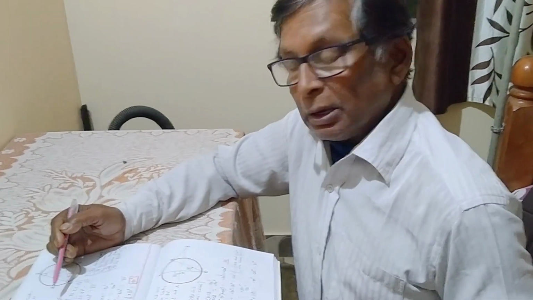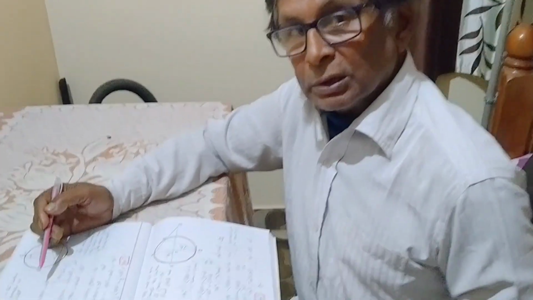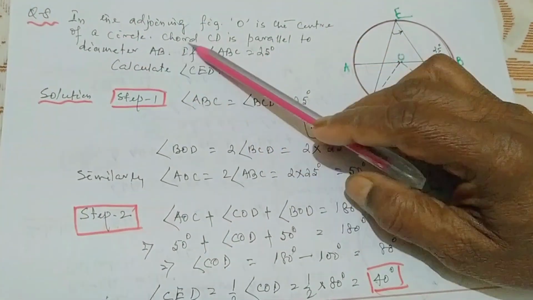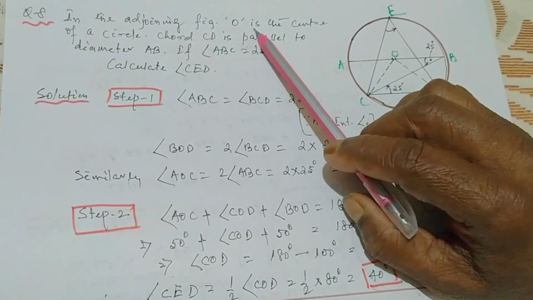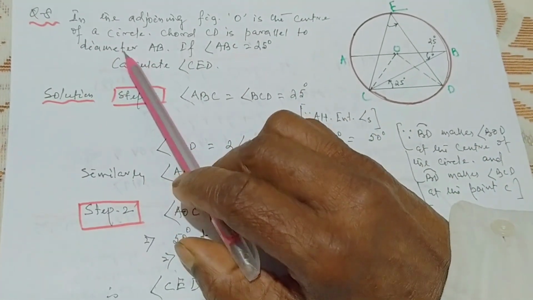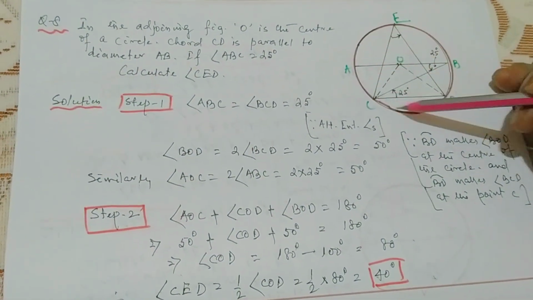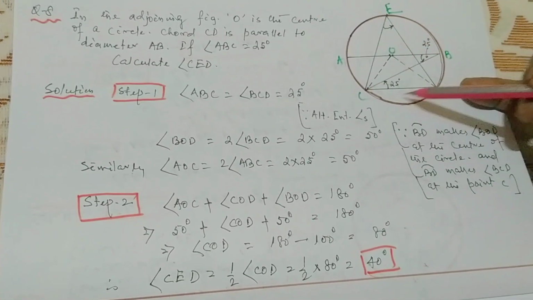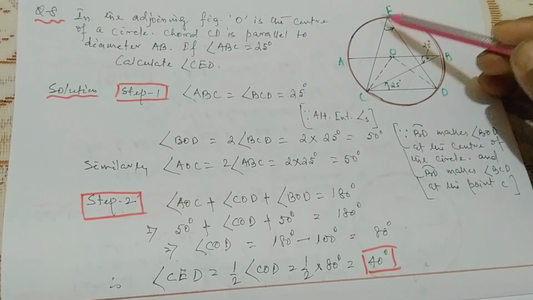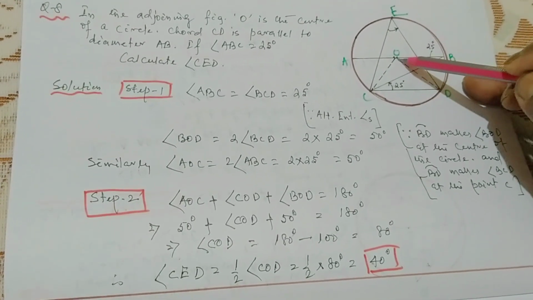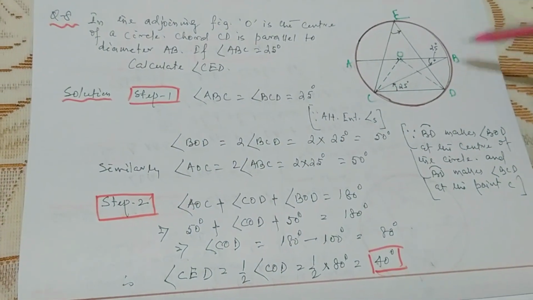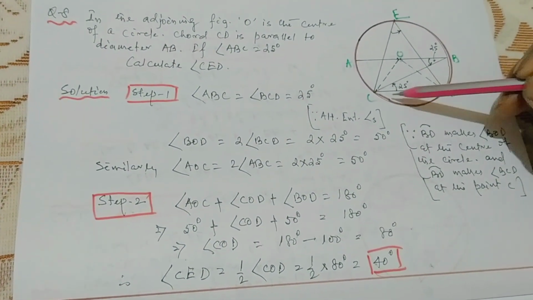आज आप लोग को सर्कल चैप्टर्स के एक्सरसाइज 11B के क्वेश्चन नंबर 8 के ऊपर कुछ डिस्कशन होगा। क्वेश्चन नंबर 8 में चलिए क्वेश्चन पढ़ के सुनाता हूँ। In the adjoining figure, O is the center of a circle. ये डायग्राम आप लोग को दिखाई पड़ रहा है। इस डायग्राम में O सेंटर है। Chord CD is parallel to diameter AB.